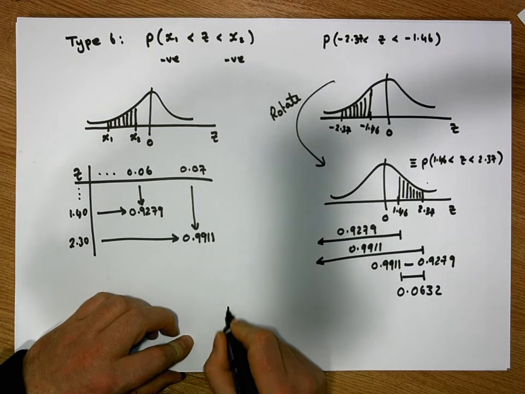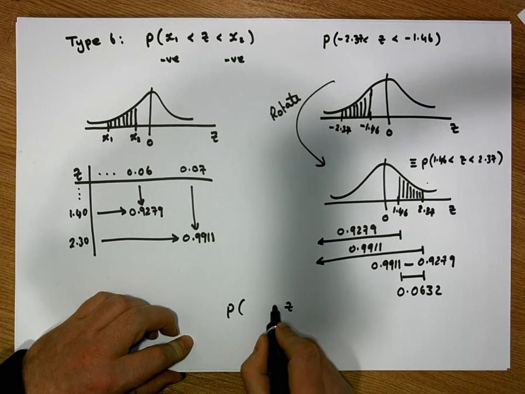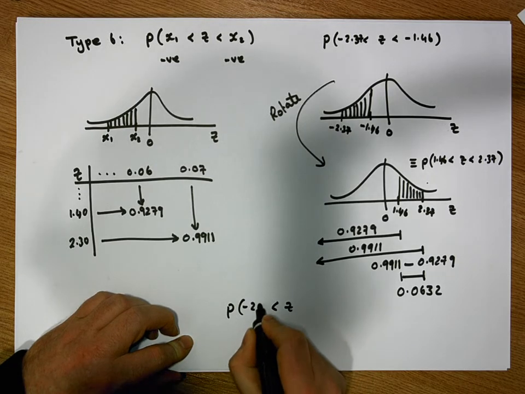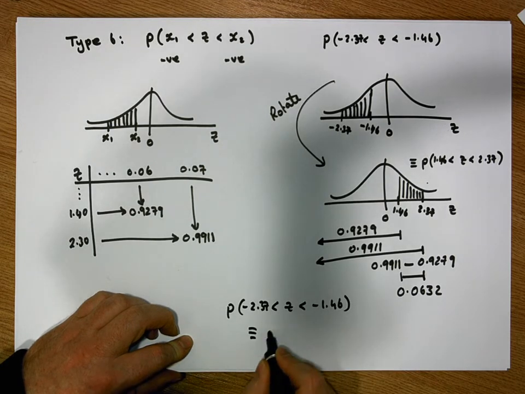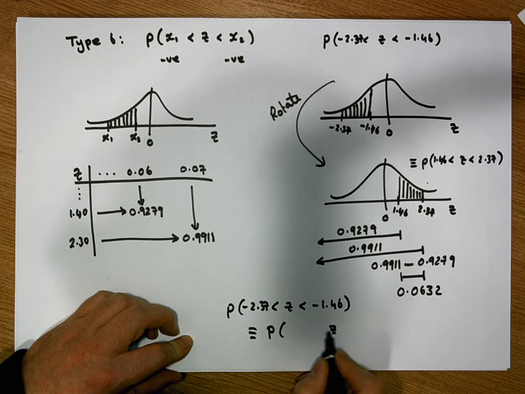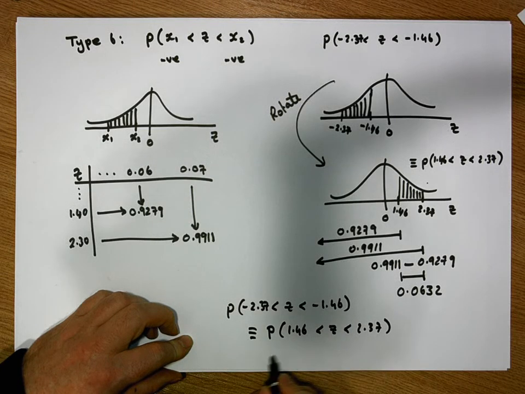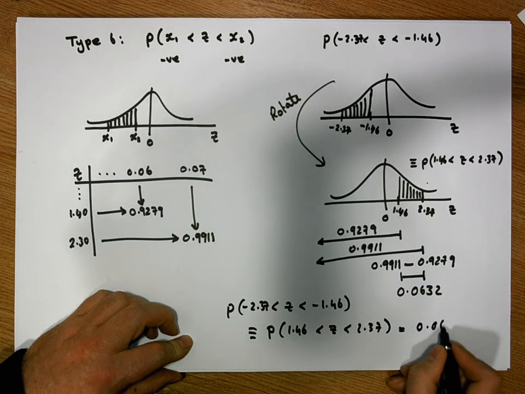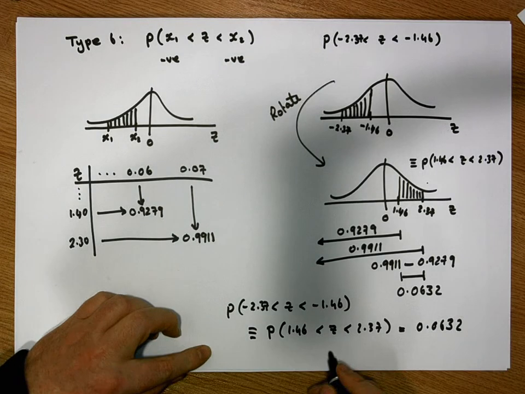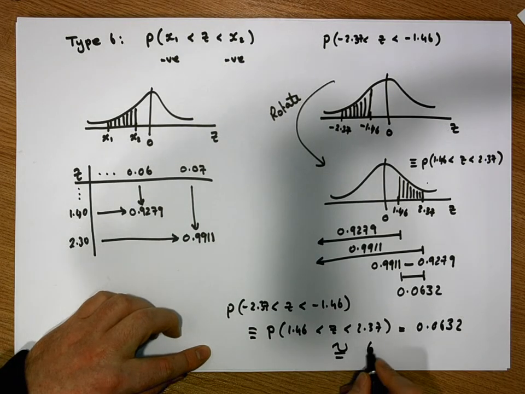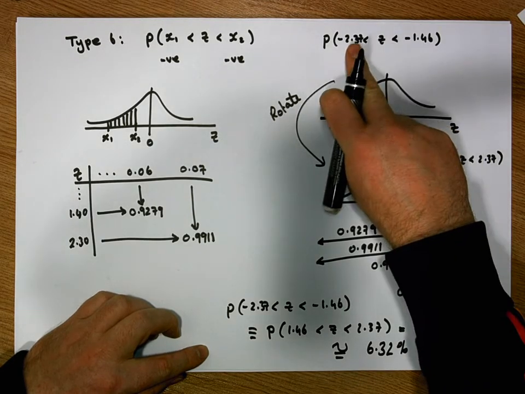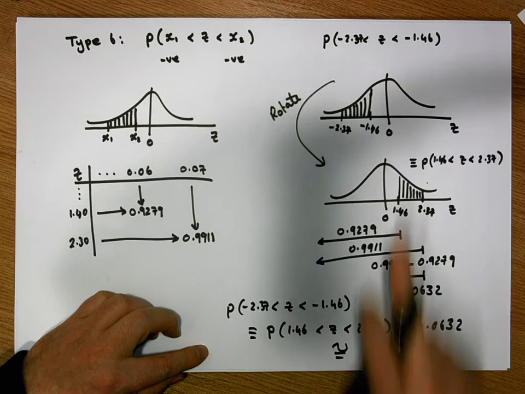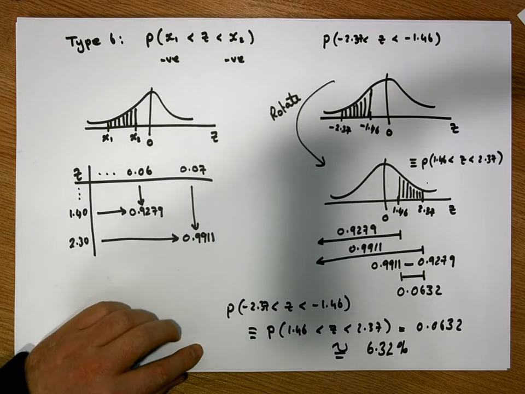In other words, the probability of observing a z-score that's greater than minus 2.37 and less than minus 1.46 is equivalent to the probability of observing a z-score that's greater than 1.46 and less than 2.37, which is equal to 0.0632. Or equivalently, it is 6.32%. In other words, you should see a z-score between minus 2.37 and minus 1.46 about 6.32% of the time.